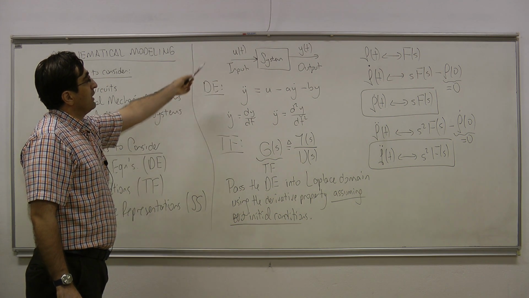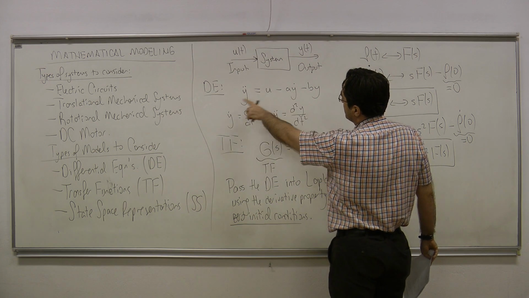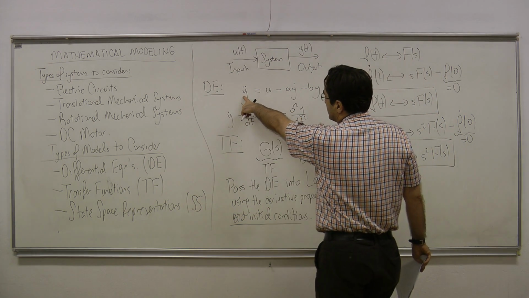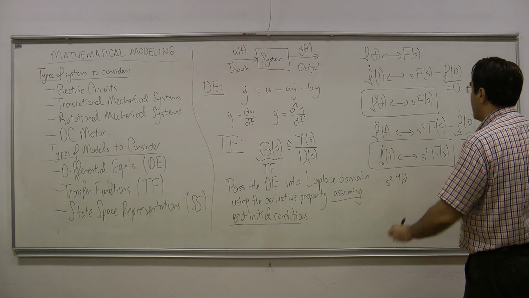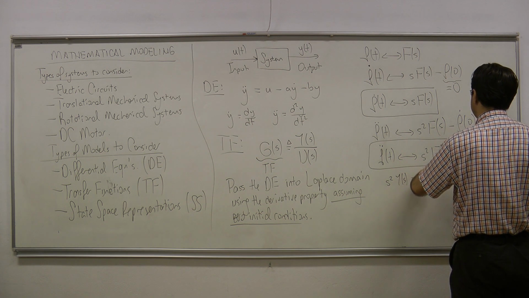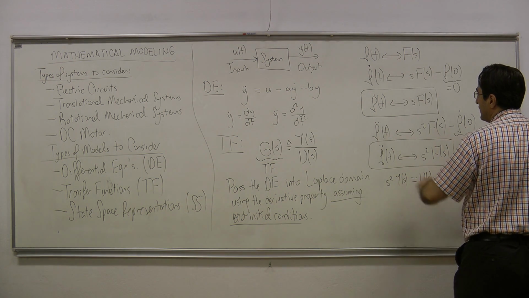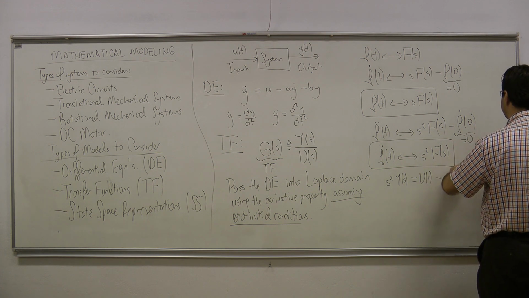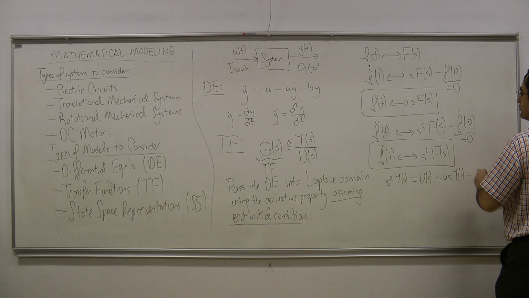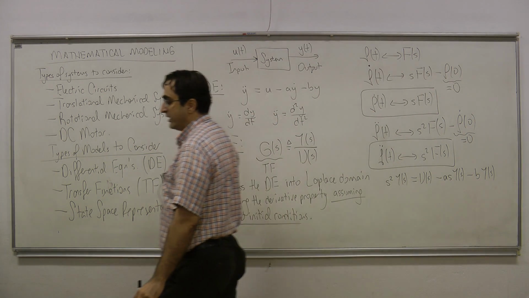Let us apply this idea to our differential equation. Let us take the Laplace transform of both sides. The Laplace transform of y double dot is s squared times the Laplace transform of y, and the Laplace transform of u is U of s, minus the Laplace transform of a times y dot. I am using the linearity property of the Laplace transformation. The Laplace transform of y dot is s Y of s, and finally, by gives the Laplace transform b times Y of s. This is the equation that we are going to obtain the transfer function from.